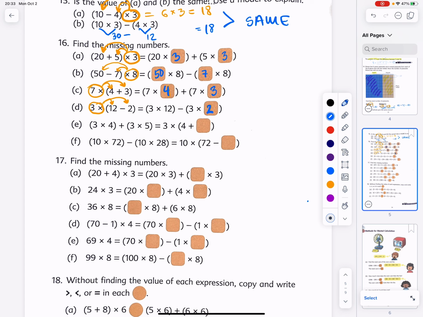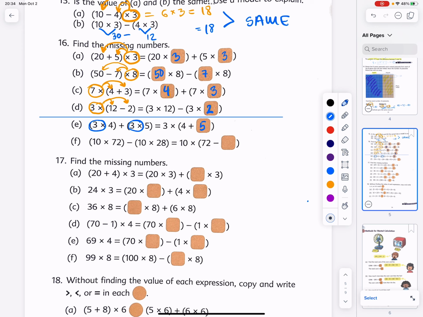Here, the problem in E and F, I'm going to draw a very thin line. In E and F, we have a slightly different problem. And the problem is the following. We have 3 taken 4 times and 3 taken 5 times. What is the common factor? Of course, we multiply 3, both 4 and 5 times. In total, we take 3 9 times. Take a look at example F.